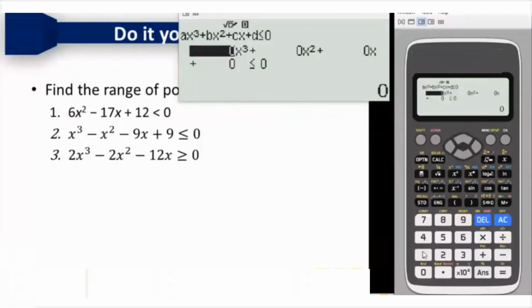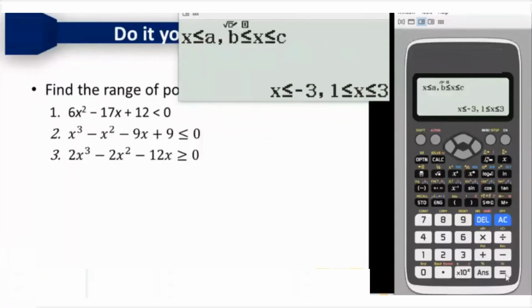X cube means 1x cube, so 1 is equals to, minus 1 is equals to, minus 9 is equals to, plus 9 is equals to, and now when I press equals to, I'll get my answer. So my answer is x is less or equal to minus 3 and x lies between 1 and 3. So x is less or equal to minus 3 and x lies between 1 and 3.